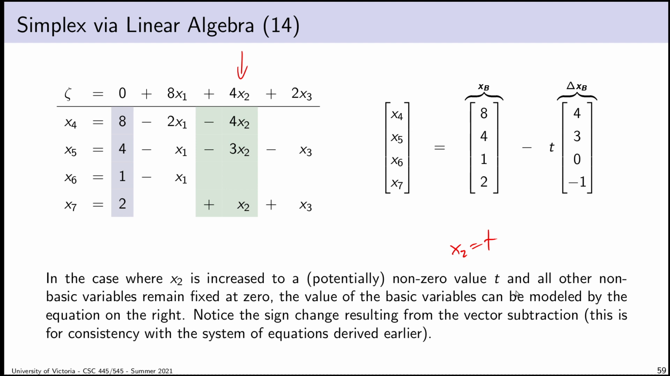If we do that, the question is, if I set x2 to be t, what effect will that have on the values of my basic variables? And we can compute that really easily. The current value of each basic variable is this. If I increase x2 to have some value t, I can write out the new value of each basic variable using this equation. Notice the negative sign.